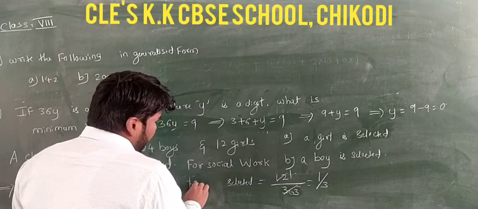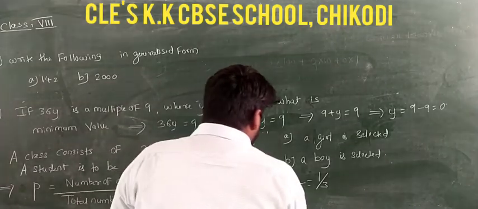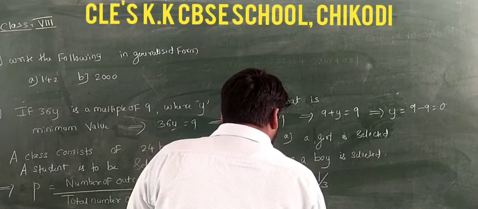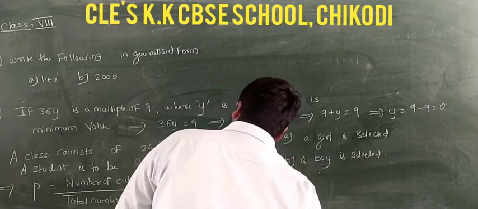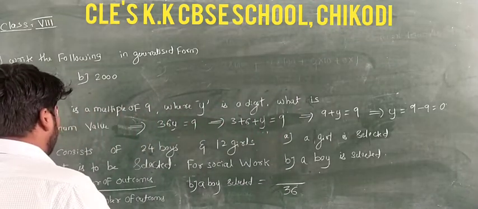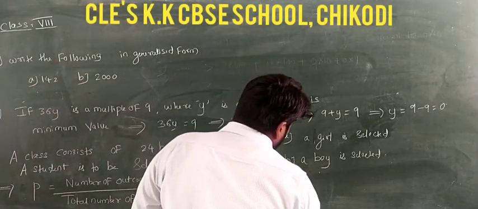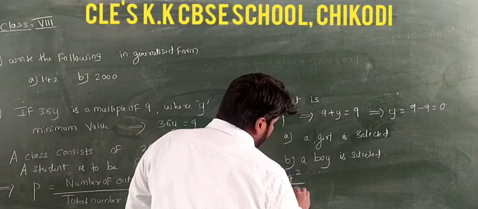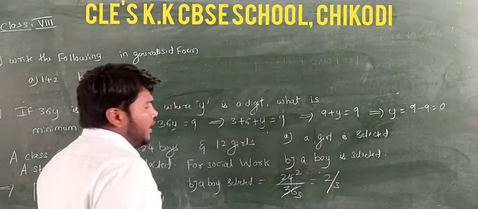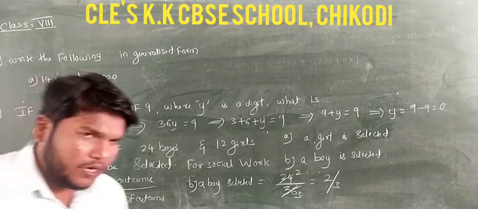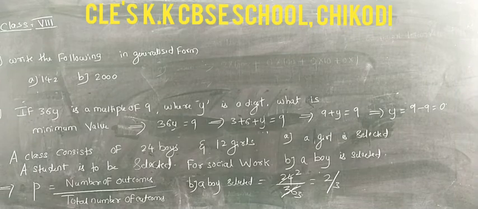Similarly, for B1 we can write the probability of a boy selected. We only have to change the number of outcomes; the total number of outcomes will be the same, that is 36, and the number of outcomes for a boy selected will be 24. So we can write 12 twos are 24, 12 threes are 36. So the probability of a boy selected will be 2 by 3. I hope we understood these problems.